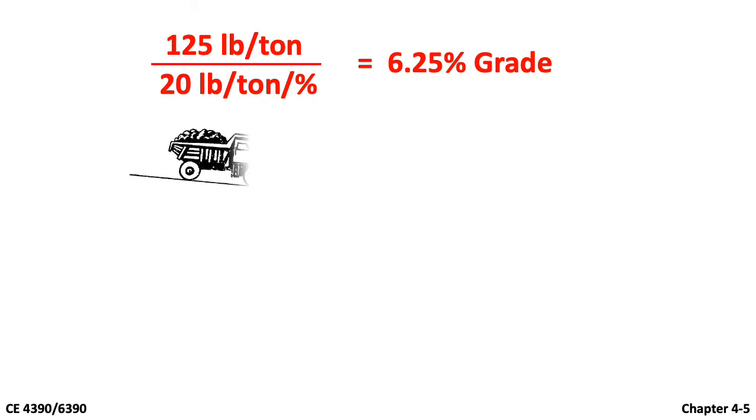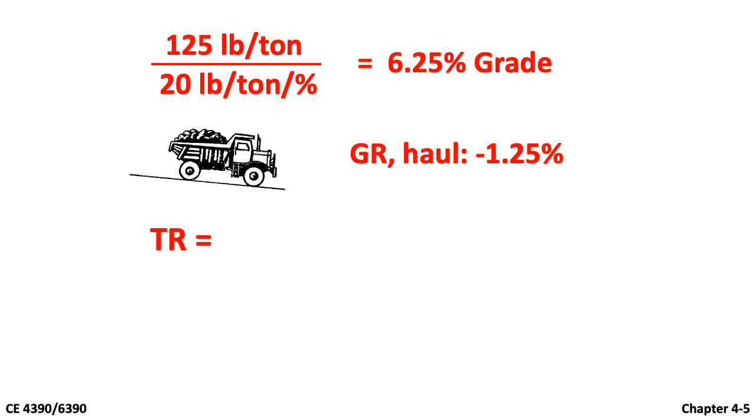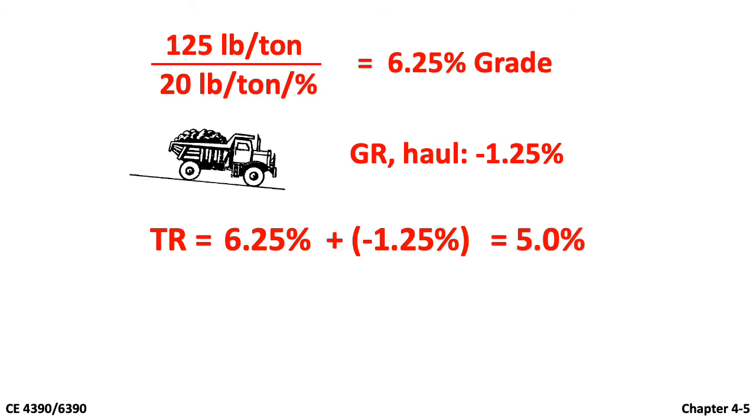Next we need to convert it into equivalent percent grade. So you divide it by 20 pounds per ton per percent, and you get 6.25%. Next you need to find the grade resistance. As given, the hauling grade is downhill. It is negative 1.25%. So the total grade is 6.25 plus negative 1.25, or 5%. This is for the haul direction. We will calculate the total grade for the return direction later.